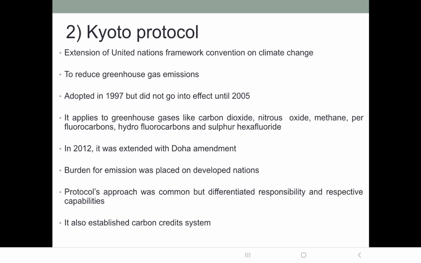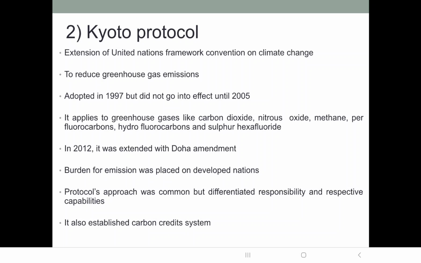So they were held responsible for the emissions of greenhouse gases, and they were given more responsibility, because they were technologically advanced, and when we compare the greenhouse gas emissions of these countries with those of developing countries, they were far greater. Therefore they were held more responsible. So there is a common but differentiated responsibility and respective capabilities.